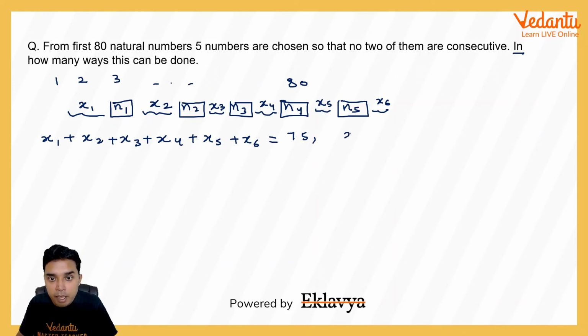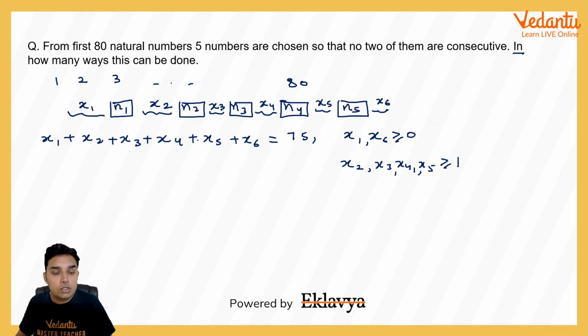But here x1 and x6 can be greater than or equal to 0, because it is not mandatory to leave any element on these corners. But for these x2, x3, x4 and x5, the values have to be greater than or equal to 1. Okay, so exactly similar to what we have done in our previous questions, we can call these 6 variables beggars, and we have to give at least 1 coin to these four beggars each.